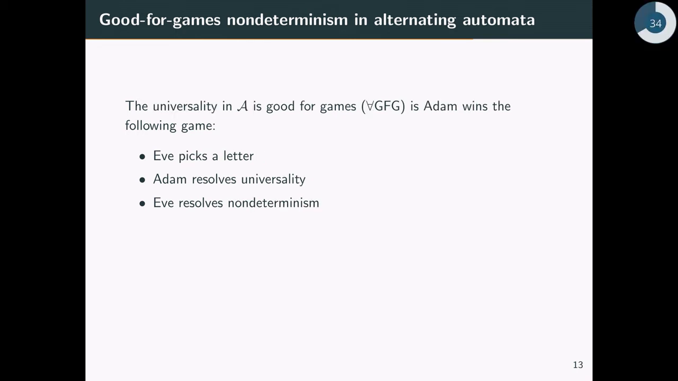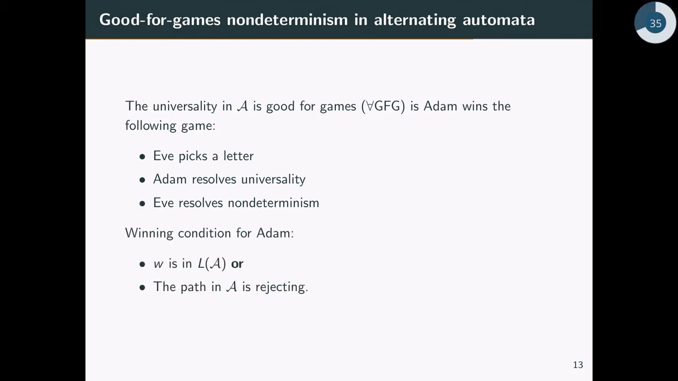However, our alternating automata also has universality. We say that the universality is good for games if Adam wins the dual game. So now in the dual game, Eve is the one to pick the letters, and she will have to pick letters that make up a word that is not in the language of the automaton. Eve picks letters, and Adam and Eve again resolve the non-determinism and universality by playing a game. And here Adam is the one who gets to make the universal choices, and Eve is the one who gets to make the non-deterministic choices.